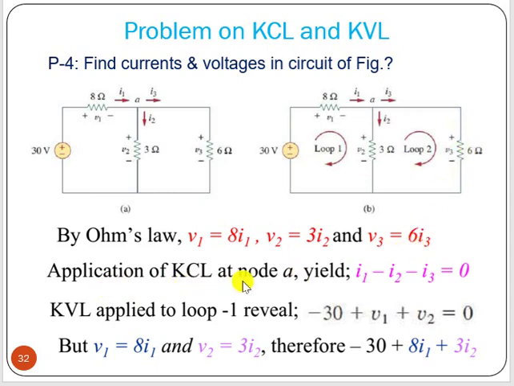Now application of KCL at node A. What can we write? I1 is entering, I2 and I3 are leaving. So I1 equals I2 plus I3, or I1 minus I2 minus I3 equals 0.